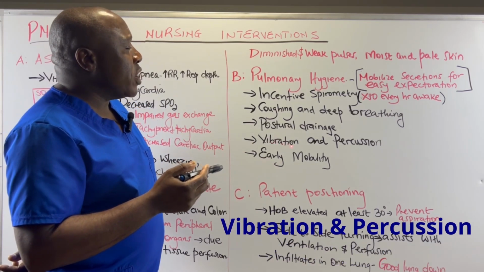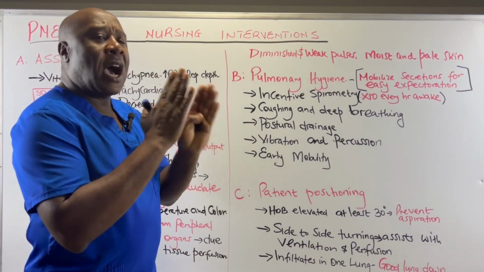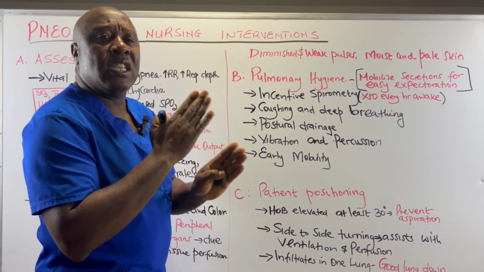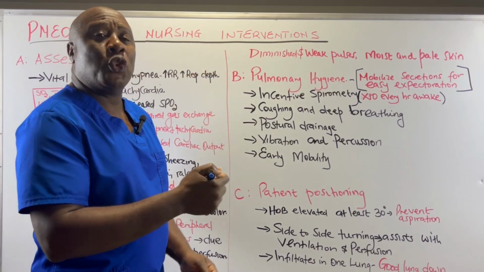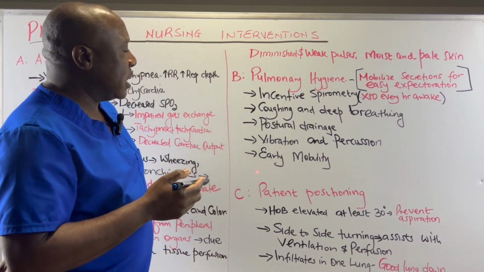Then you also have vibration and percussions. You are going to perform vibrations on their chest and also percussions on their chest. These percussion and vibrations are to loosen those secretions and make them very easy to expectorate from the respiratory tract.